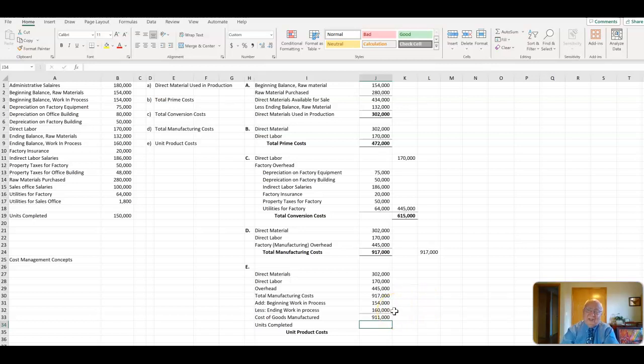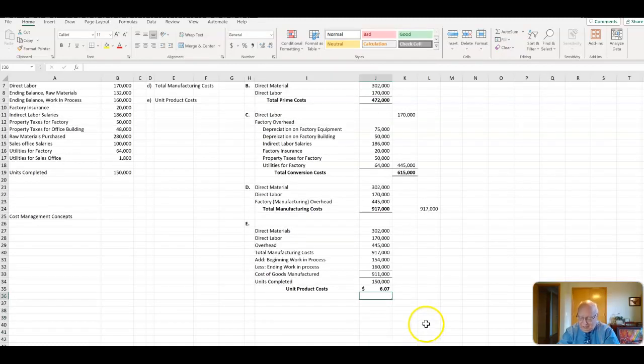Now, work in process is things that you have started, but the end of the month comes, the end of the year comes, and you haven't finished them yet. They're still in process. And that's what work in process is. So if we add the beginning, subtract off the ending work in process, that gives us 911. And then the units completed was 150,000. So to get the total cost per unit, we take the 911 divided by the 150,000. So it's $6.07 per unit. And that is our unit cost.